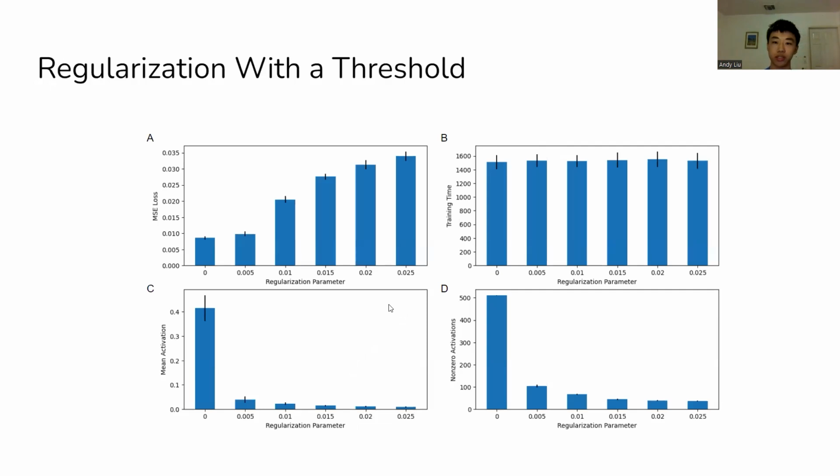When we apply this threshold, we can see much more reasonable results. As we increase the weight of our regularization with a threshold, we can see through the number of non-zero activations in figure D that we are actually achieving a much, much smaller number of activated neurons in the middle, and maintaining a low mean value. However, this does mean that our reconstruction quality slowly lessens as the error grows, as seen in figure A.